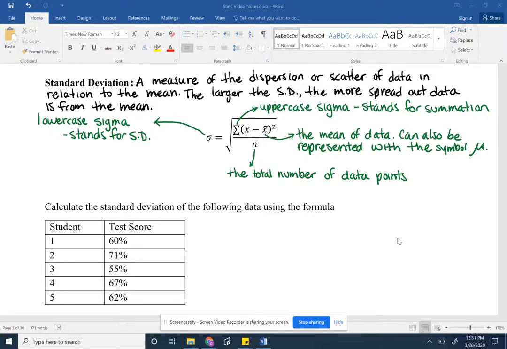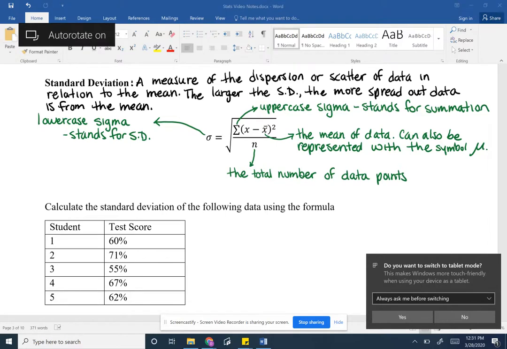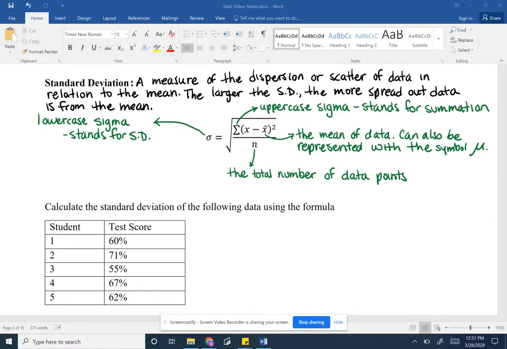All right, so what we have here is I've written out the definition and I've tried to explain what the formula for standard deviation looks like. Starting with the definition, we've got a measure of the dispersion or scatter of data in relation to the mean. The larger the standard deviation, the more spread out the data is from the mean. I'm going to be using S.D. to represent the standard deviation.